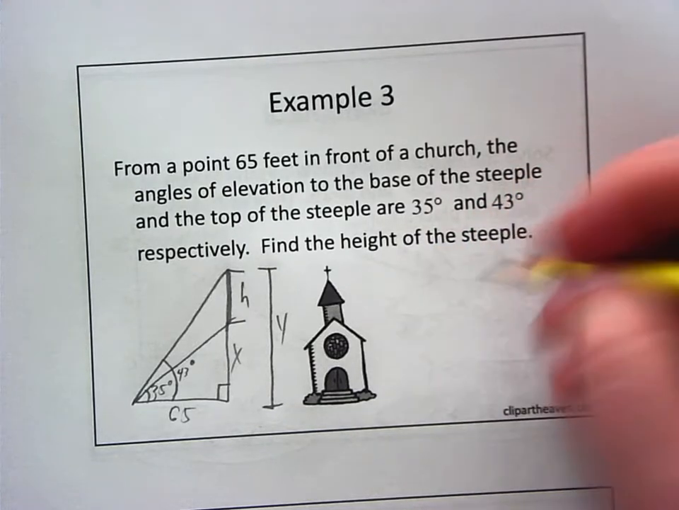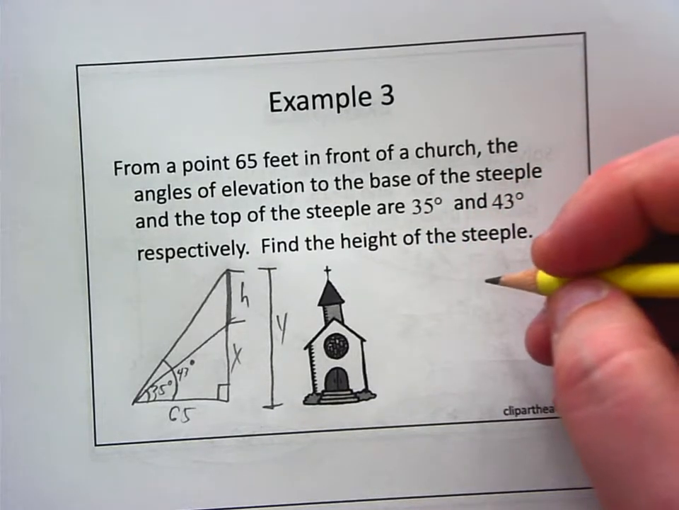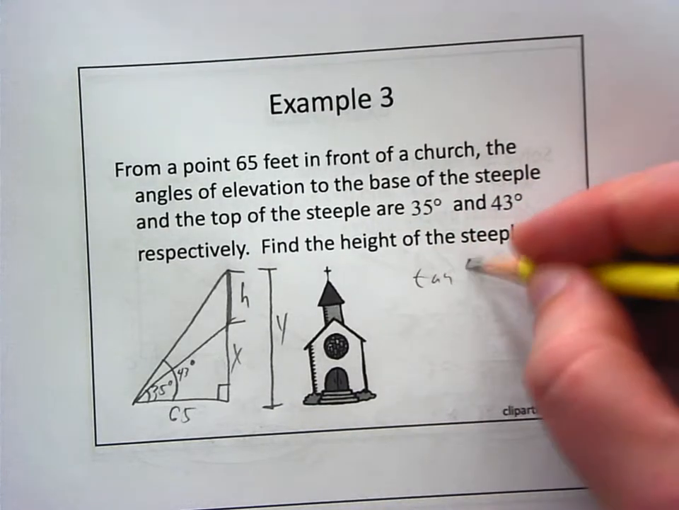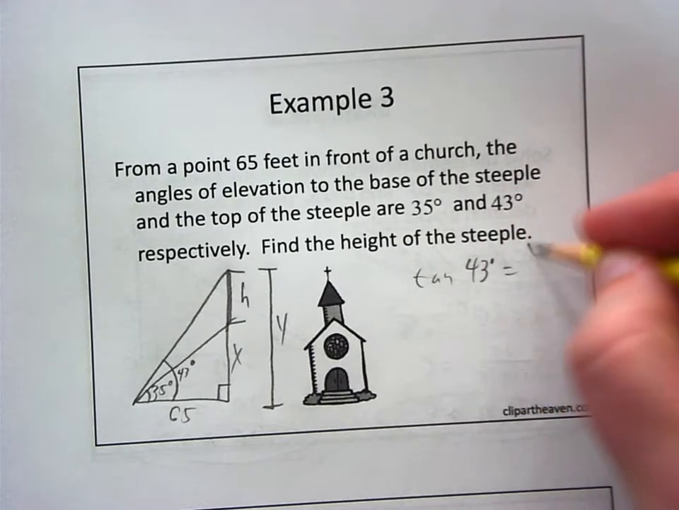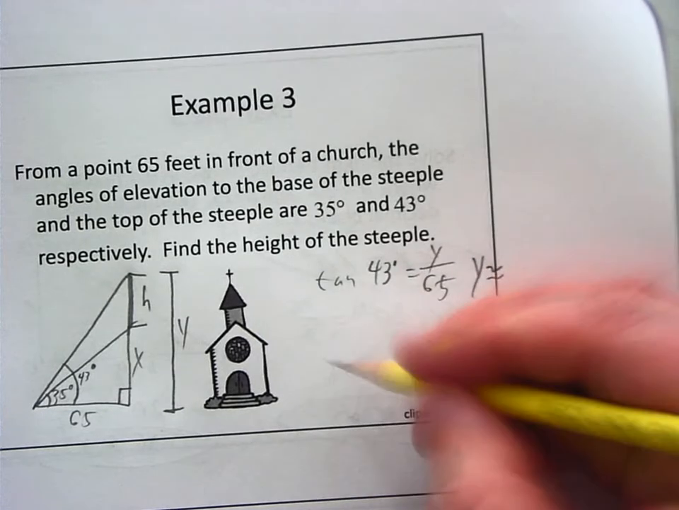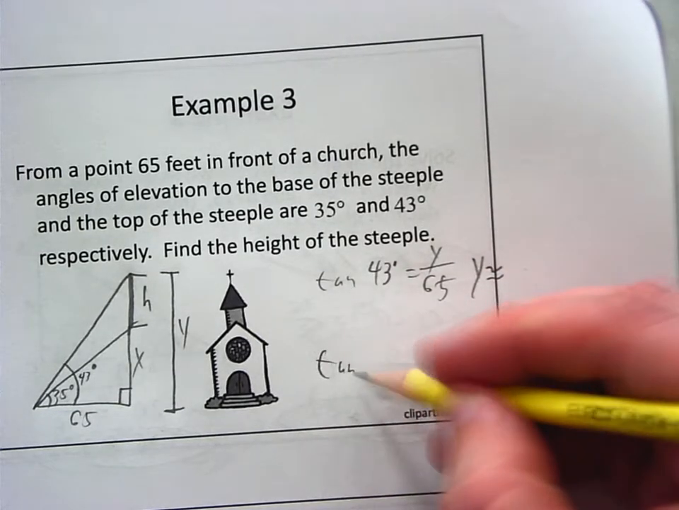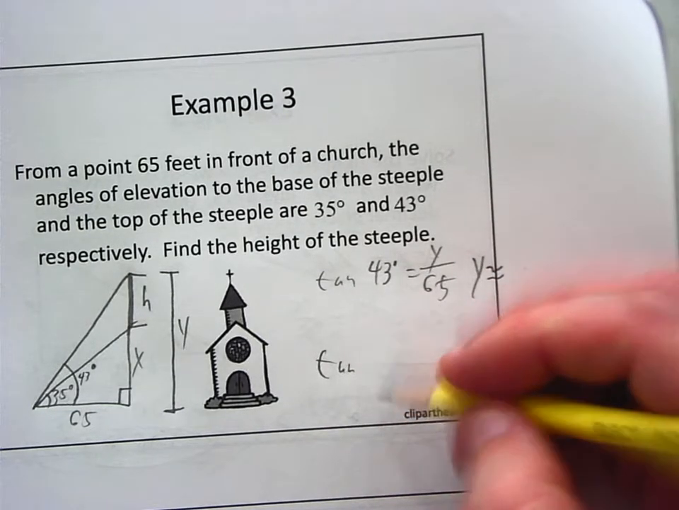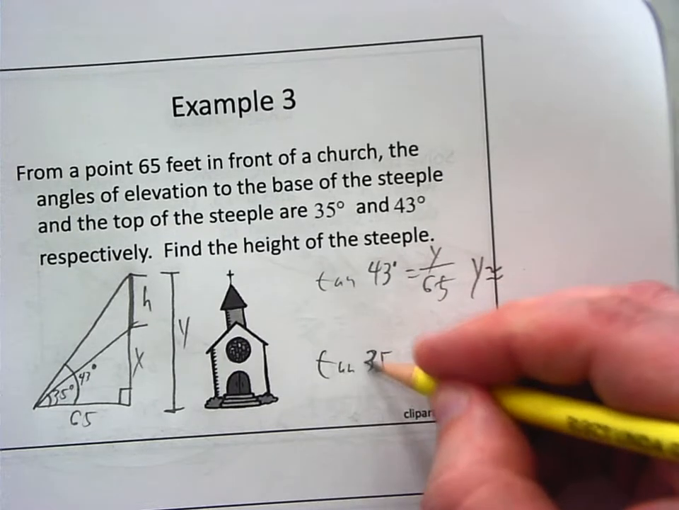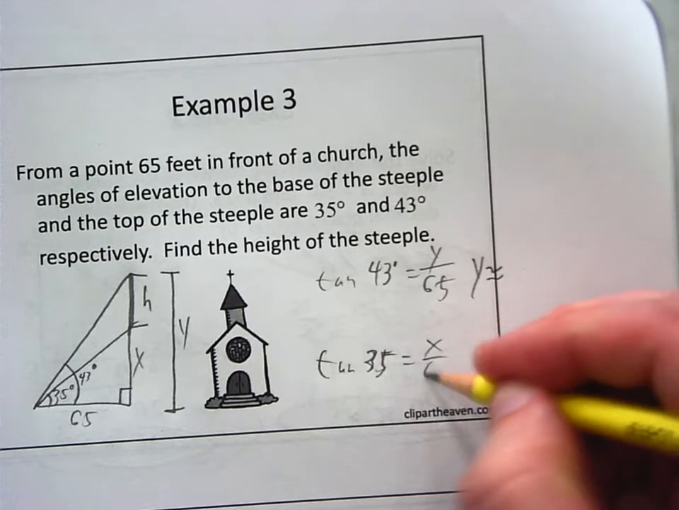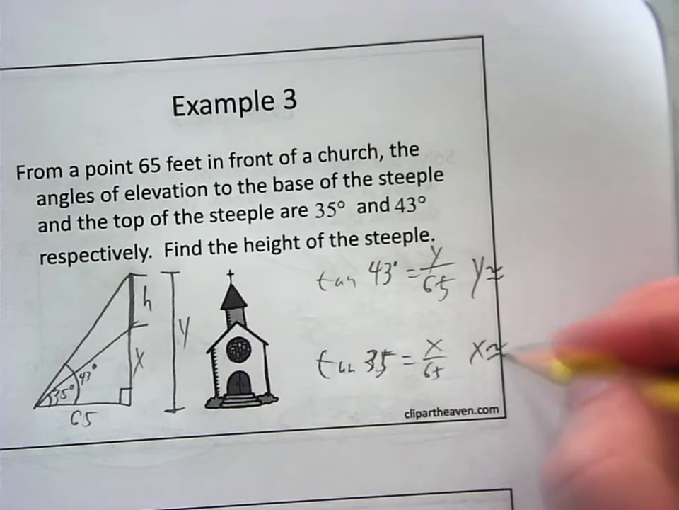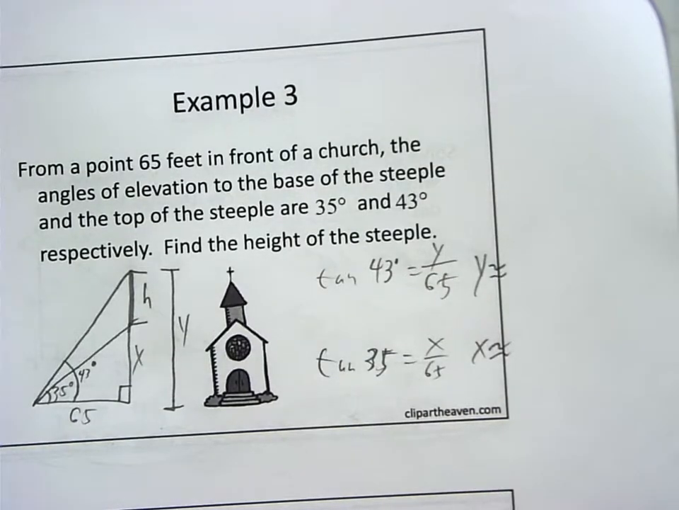So for y, what is the trig ratio going to look like? Tangent 43 equals y over 65. And then the other one? Tangent of what? 35 is equal to? x over 65. Is it right? So, what's y?